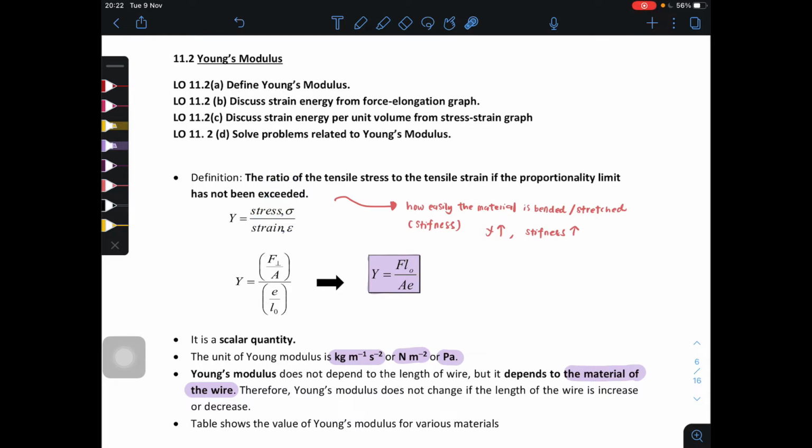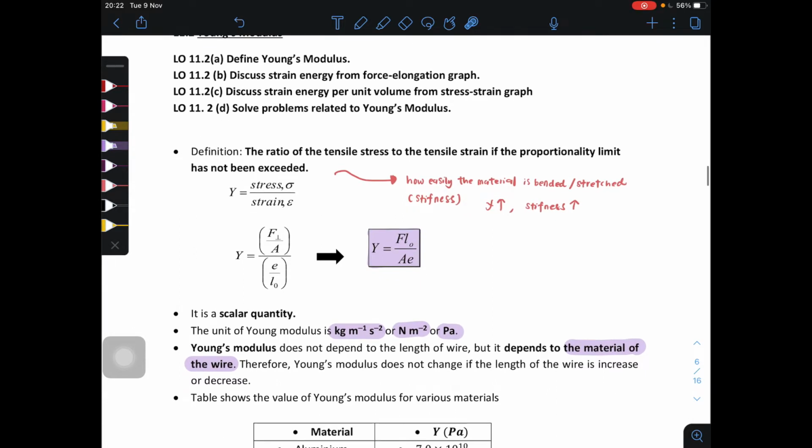So dekat sini kamu kena ingat setiap material akan ada value Young's modulus sendiri. So aluminium, copper, what else, steel, they all have their own value for Young's modulus. So Young's modulus ni lebih senang mau cakap dekat sini, dia adalah indicator of how easily the material is bended or stretched, ataupun dia adalah indicator the stiffness for the material. So semakin tinggi value Young's modulus, semakin tinggi the stiffness of the material.